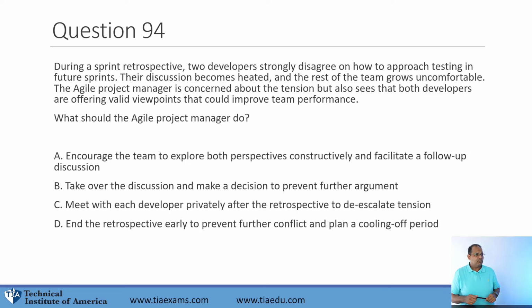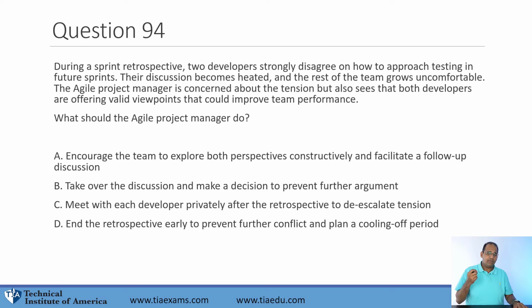Question. During a sprint retrospective, two developers strongly disagree on how to approach testing in future sprints. Their discussions become heated and the rest of the team grows uncomfortable. The Agile project manager is concerned about the tension, but sees that both developers are offering valid viewpoints and they could improve team performance. What should the PM do? Encourage the team to explore both perspectives constructively and facilitate a follow-up. Take over the discussion and make a decision to prevent further arguments. Meet with each developer privately after the retrospective to de-escalate. End the retrospective early to prevent further escalation and plan a cooling off period.